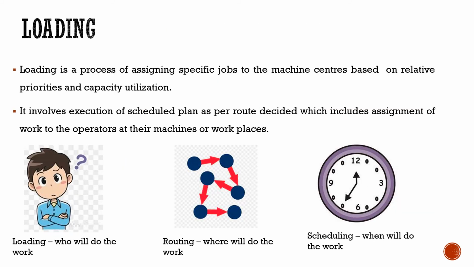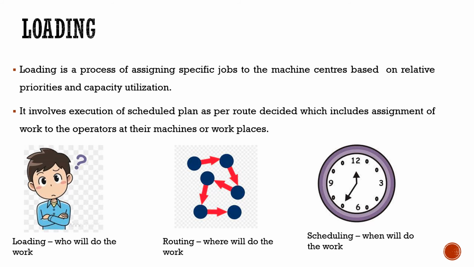The next concept from production planning is loading. Loading is a process of assigning specific jobs to the machine centers based on relative priorities and capacity utilization. So here the actual execution of the scheduled plan is going to happen, where you assign those specific jobs to all the workstations as per your priorities and your sequence. It involves the execution of the scheduled plan as per the route you have already decided in routing, which includes the assignment of work to the operators at the machine or workplaces.